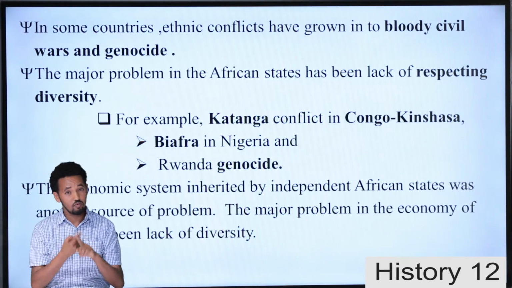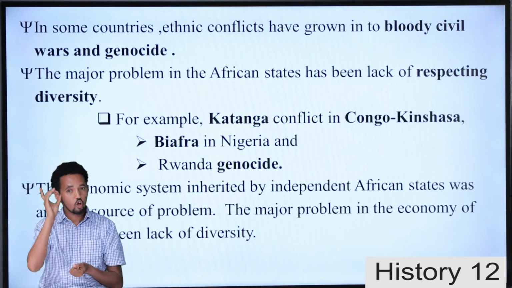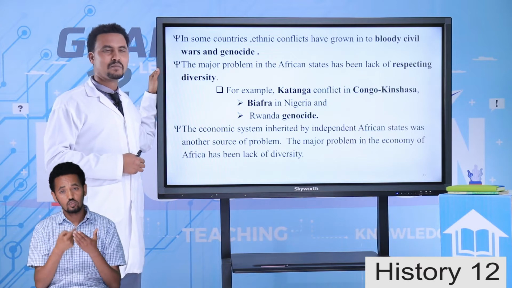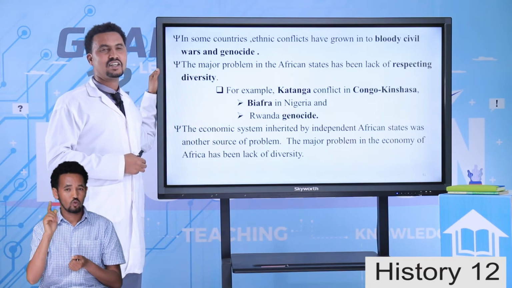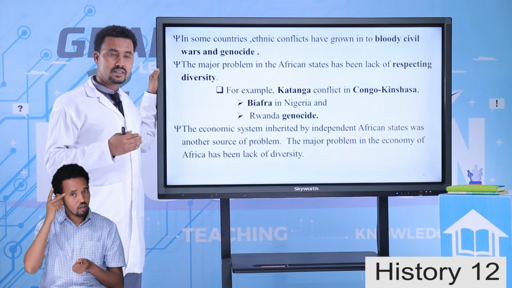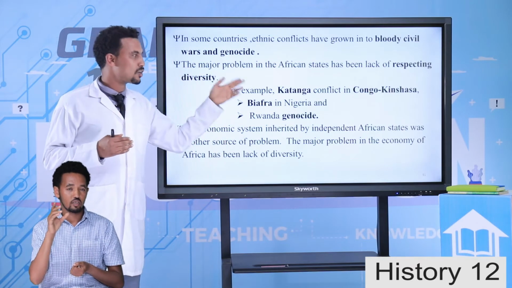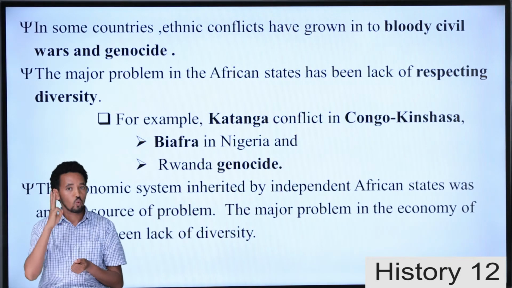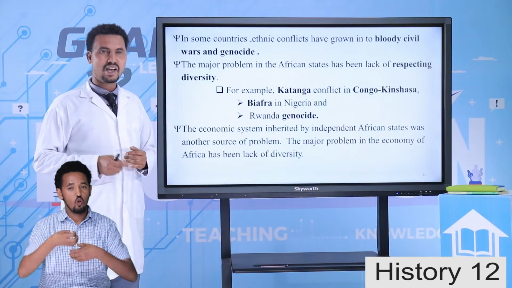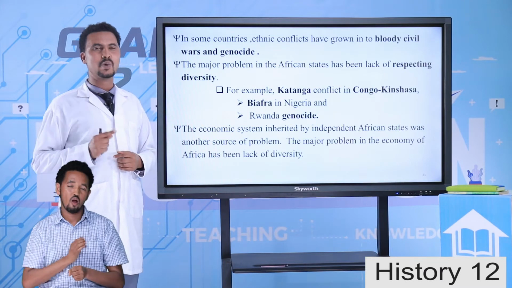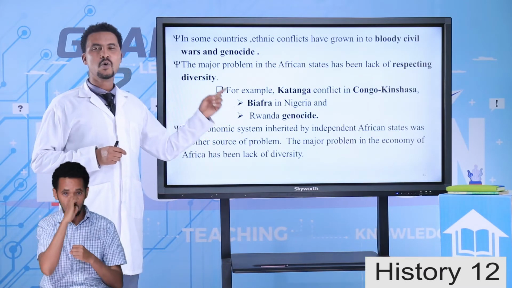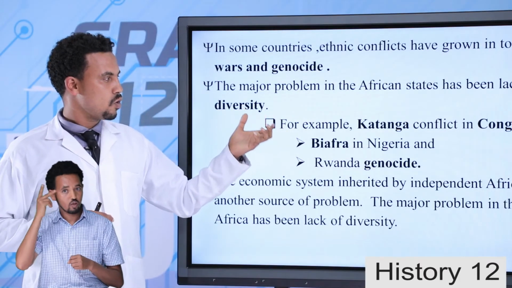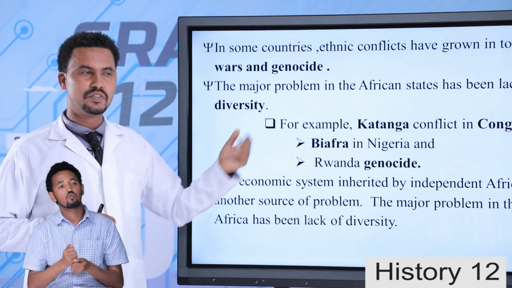For example, the Congo-Katanga crisis, the Katanga conflict in Congo-Kinshasa. By the way, this crisis was solved by the United Nations organization. Our country, Ethiopia, was involved in the Congo-Katanga crisis. Ethiopia got involved on the side of the United Nations and helped solve this problem.